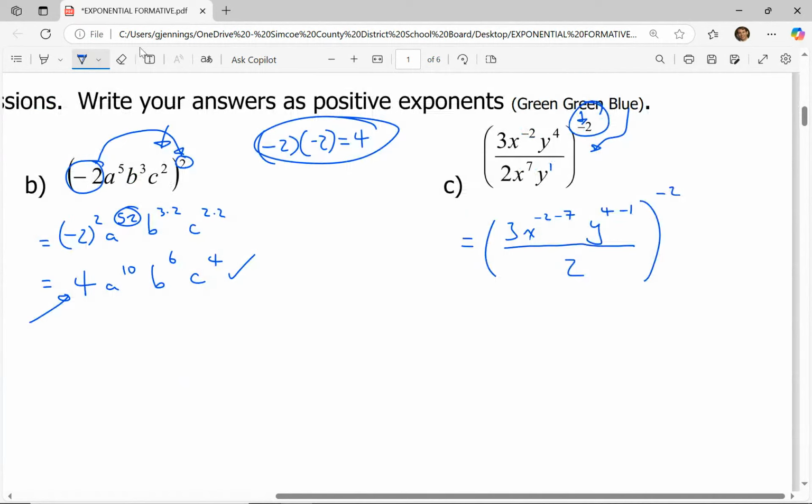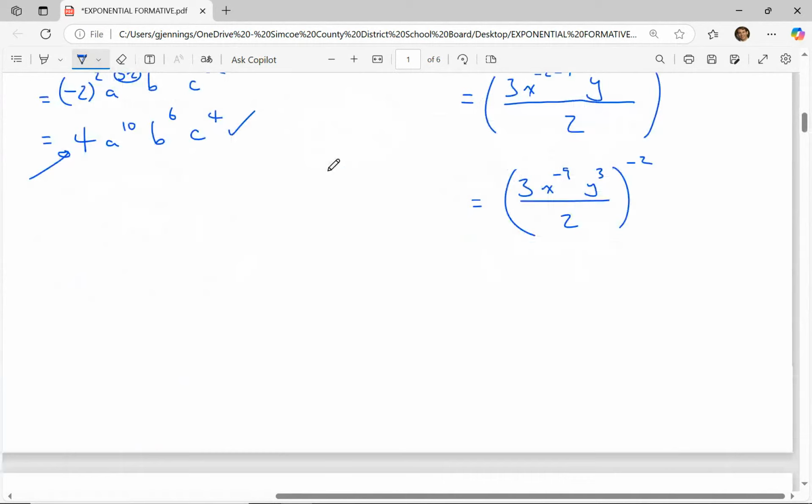Next step will be to do that x to the minus 9, so I just got 3y cubed over 2x to the 9. That's a bossy landlord, and it sticks that whole bit down there. Just the x. That's the only thing being raised to the minus 9, not the 3, not nothing else. This is all to the minus 2. Now let's do that negative 2 exponent.